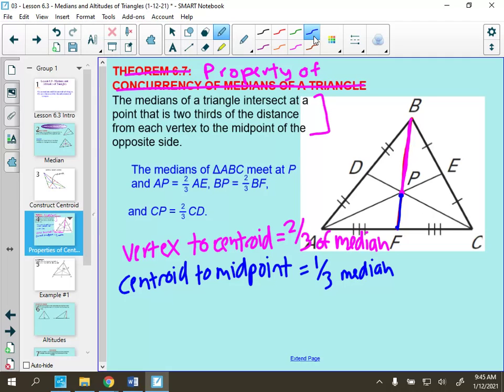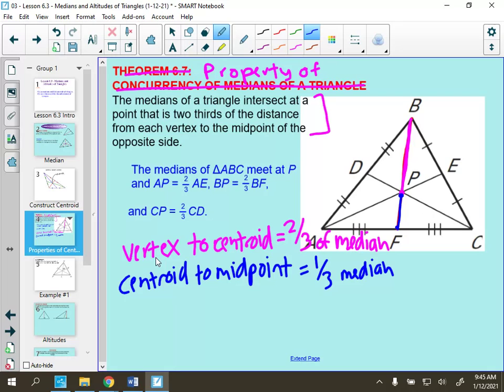And that's kind of what's going on here. That's what's being said. The medians of ABC meet at point P, centroid P. AP is 2/3 of AE, BP is 2/3 of BF, and CP, where's CP? Oh, so they're going each median. So I think what we added here with my writing hopefully makes sense.